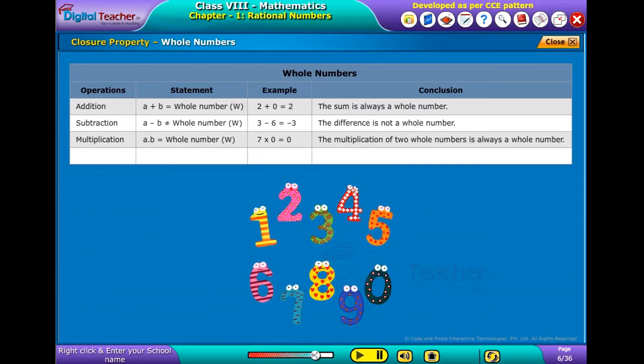Under division, it states that if two whole numbers are divided, the result is not a whole number. For example, 3 by 4 is equal to 0.75, which is a rational number. It concludes that the division of two whole numbers is not a whole number.